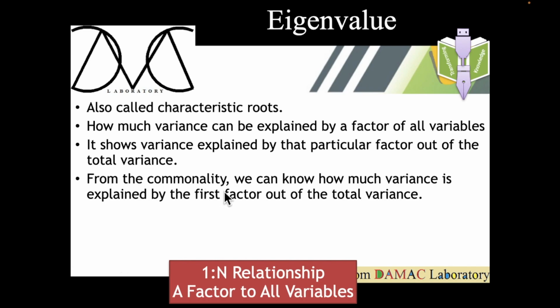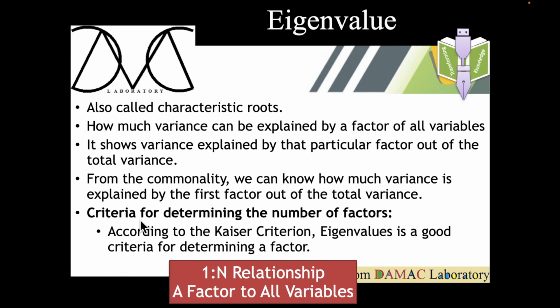From the communality, we can know how much variance is explained by one factor out of the total variance, or by the first factor out of the total variance. The first factor means the first in the series if you arrange them in decreasing order. And this will help you decide the number of factors which you can consider for a particular data set.